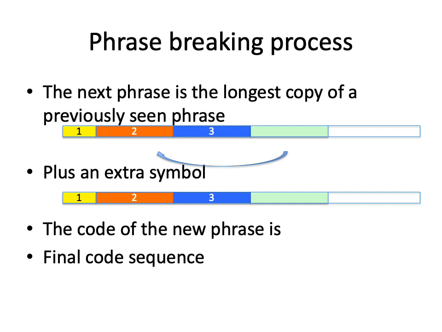How are the phrases broken out? It is done recursively. The next phrase is the longest copy of a previously seen phrase plus an extra symbol. Therefore, the code for this new phrase is the index of the copy previously seen plus the extra symbol. Therefore, the final code sequence will be an alternation between index, symbol, index, symbol, index, symbol.